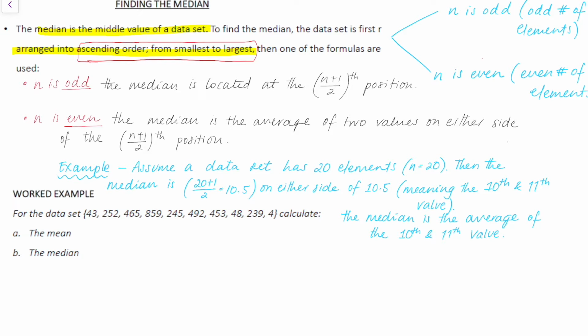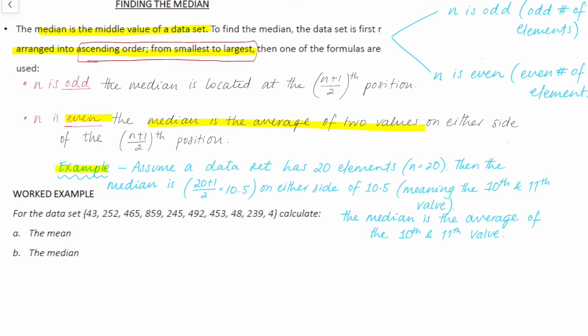Then we have a situation where n could be even, and this is the one where you will have to do a little bit more work, and you do need to be very cautious and take your time in doing it. When n is even, the median is actually the average of the two values on either side of the (n + 1) divided by 2 position.